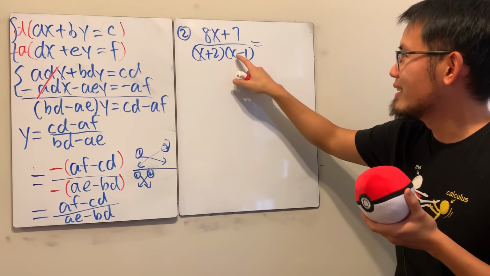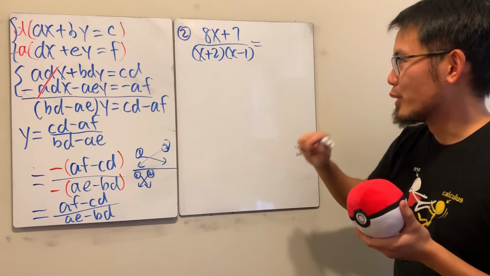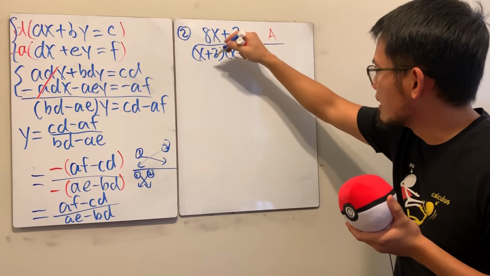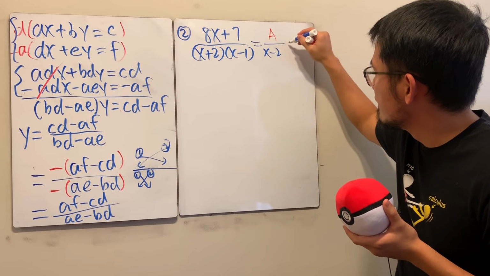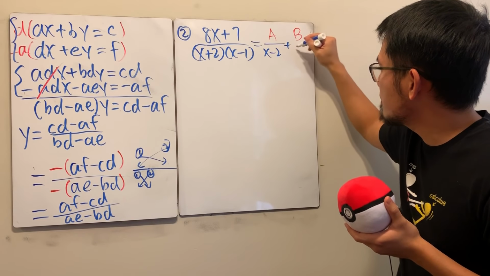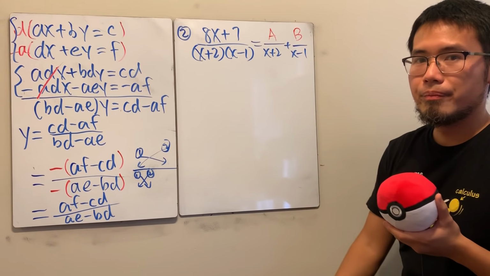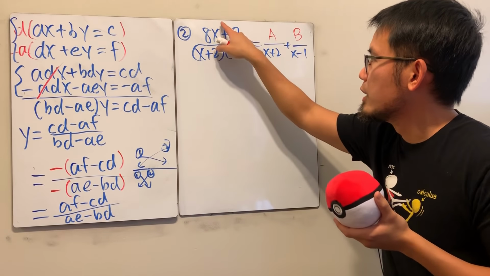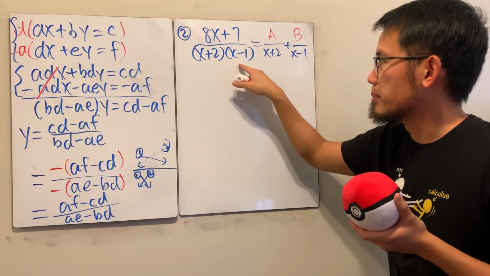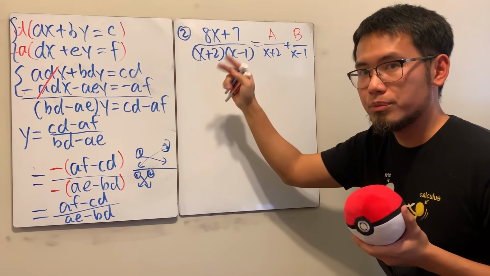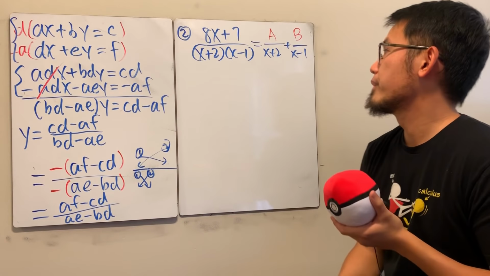is x to the first power, x to the first power. You can break this down as some number a divided by the first factor, and then you add it with some other number divided by the second factor, like this, provided that the degree on the top is lower than the degree on the bottom. The degree right here is 1. The degree on the bottom is 2. So this setup will work.